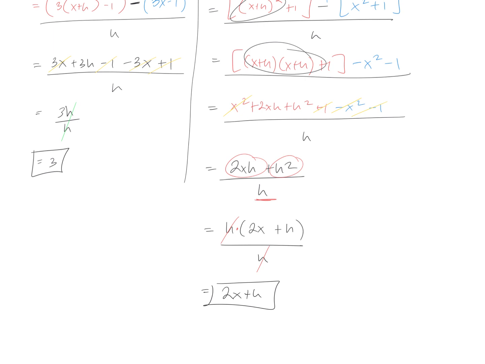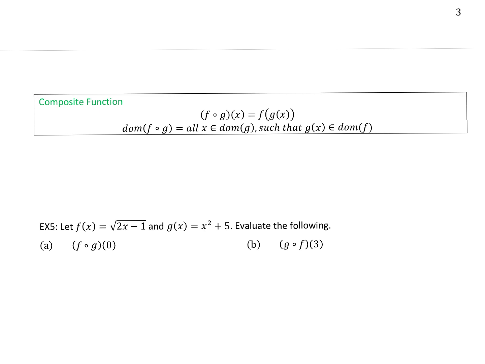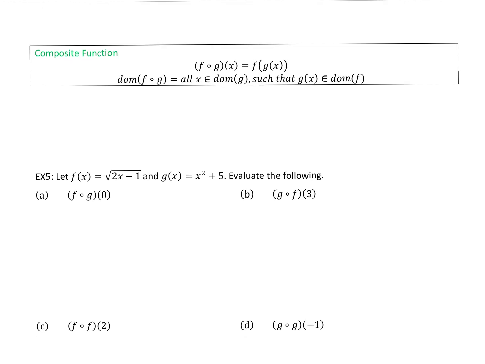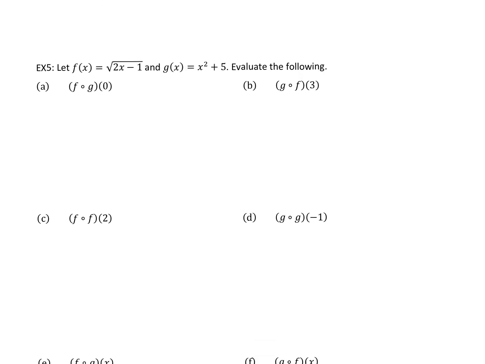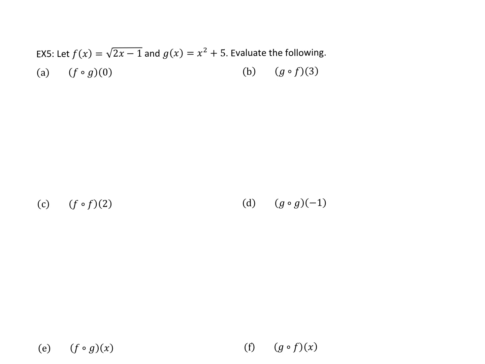Now we're going to take a look at something called the composition of functions, or composite functions. So the symbol looks very similar to multiplication, however it's an open circle. That's going to be the composition of functions. What it means is you take the first one, and then you input the second function inside of it. So the domain is this: all x in the domain of g are such that those function values are in the domain of f. So let's go ahead and do the composition.